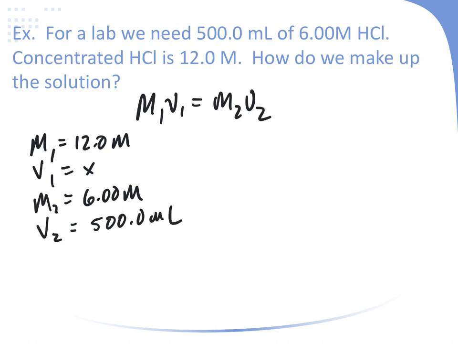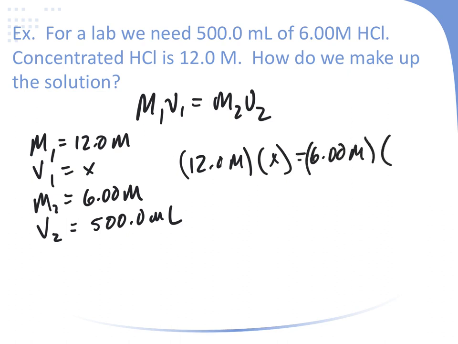Now, normally we would change to liters when we're doing some molarity calculations, but in this particular case, we don't need to do that. Since volume is on both sides, it'll all cancel out if we do the conversion, so we can just leave it like this. It would be 12.0 molar. We're solving for that amount. 6.00 is our desired, times 500 milliliters. And you can solve for X. Pretty easy one to start out with. You guys should have gotten about, I think it was 250 milliliters.